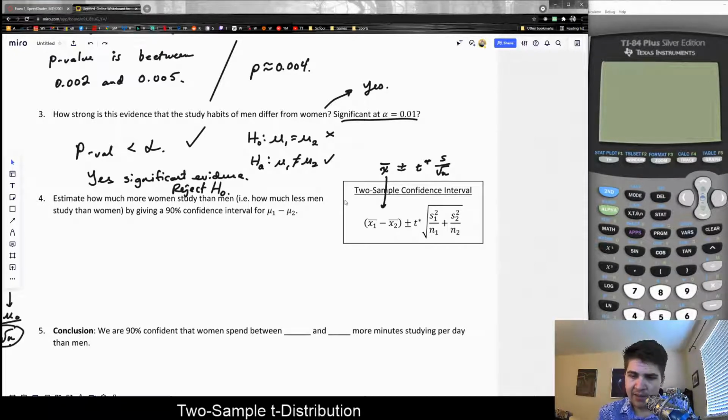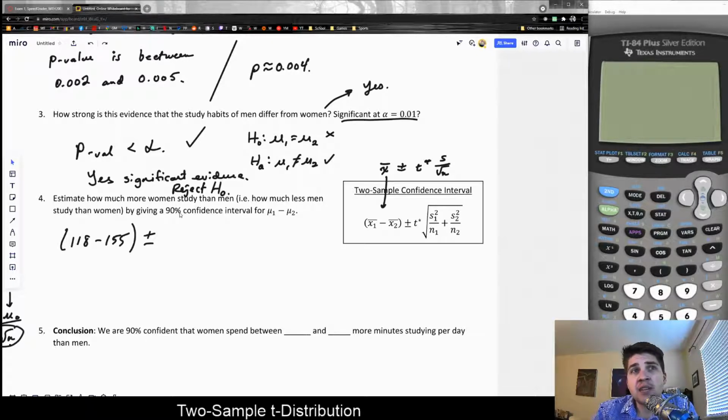And again, we could calculate this by doing the math. So we have 118 minus 155. Notice, since men are listed first in this study, we're going to get an answer that shows how much less men study than women, because the difference between the means is going to be a negative number. So you can get negative confidence intervals. That's nothing to worry about in this case.